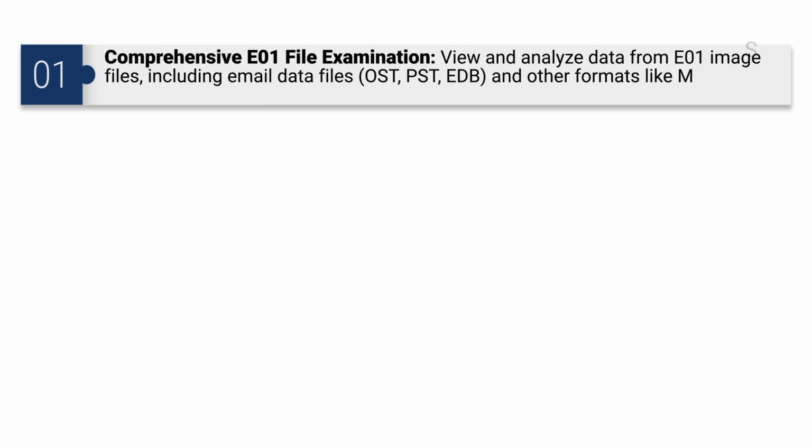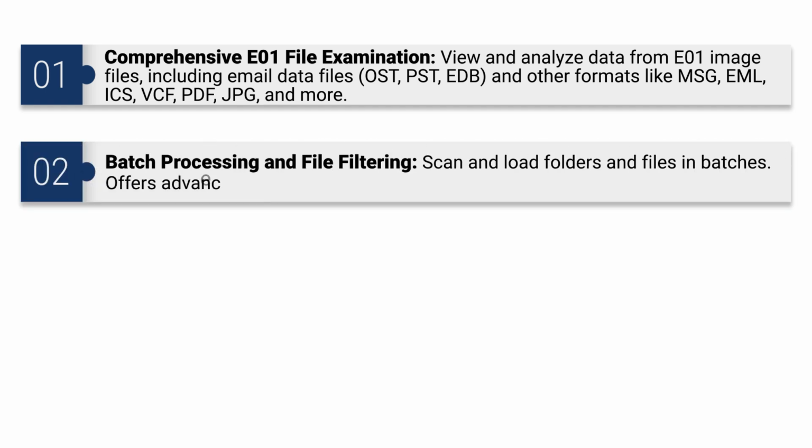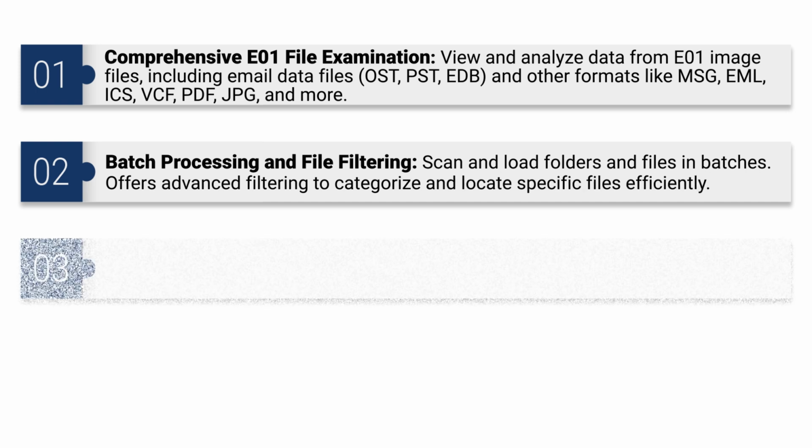Comprehensive E01 file examination. View and analyze data from E01 image files, including email data files, OST, PST, EDB, and other formats like MSG, EML, ICS, VCF, PDF, JPG, and more. Batch processing and file filtering. Scan and load folders and files in batches, offers advanced filtering to categorize and locate specific files efficiently.